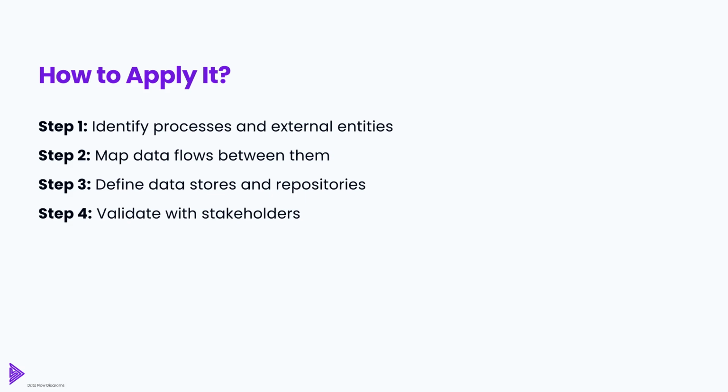So, how do you actually create a DFD? Start by identifying the processes and external entities: systems, users, or departments. Then map the data flows between them, using arrows to show how information moves. Next, define the data stores or repositories, making it clear where information is kept. Finally, validate the diagram with stakeholders to ensure it reflects reality and meets business requirements.